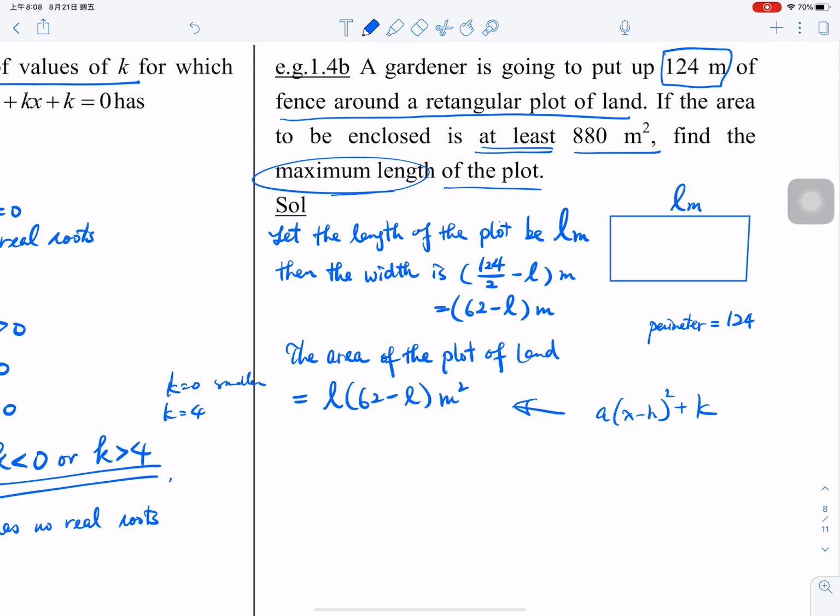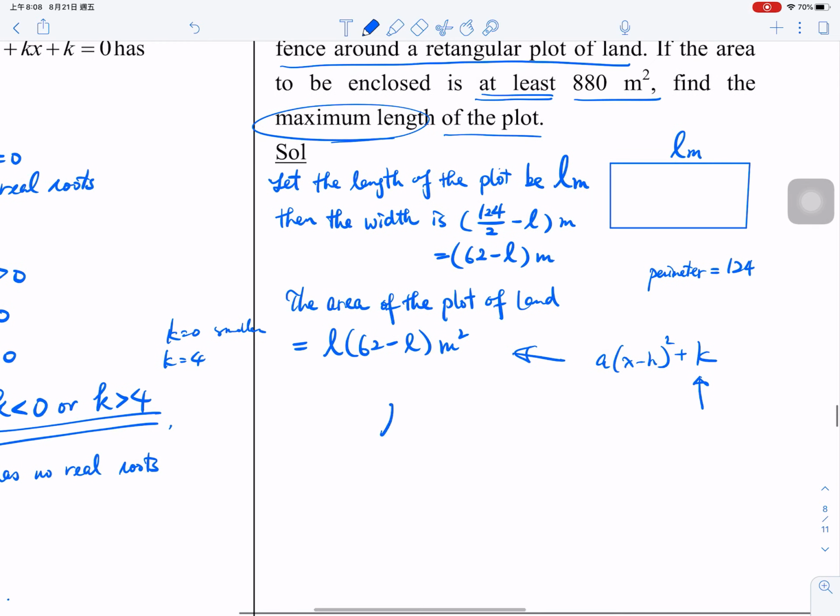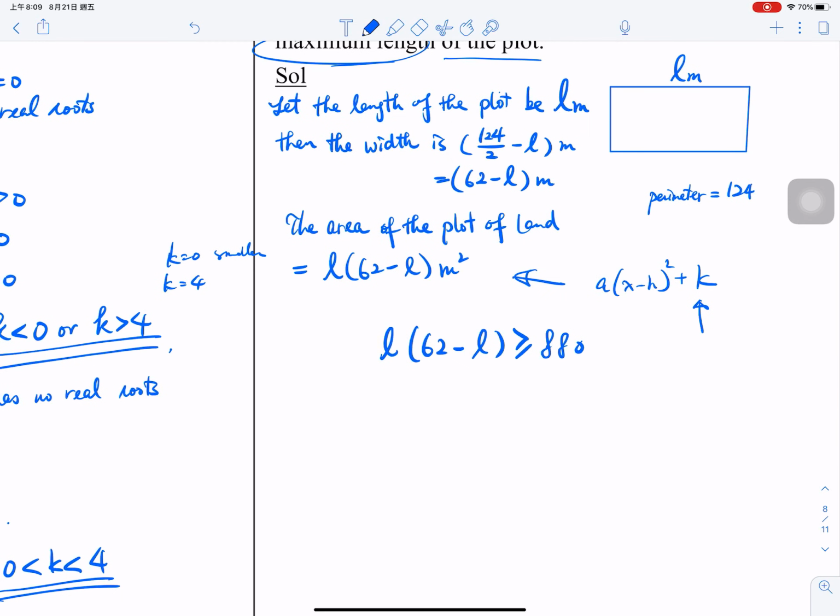Remember? And this one as the maximum or minimum value. Do you remember? Correct. That is one of the methods to help us solve this practical question. This time, we focus on quadratic inequalities. So let's see. L times 62 minus L. This one is area, at least 880 meters. At least. That means, okay, which inequality symbol? Correct. At least means equals and also greater than. Right? Now you can solve it.